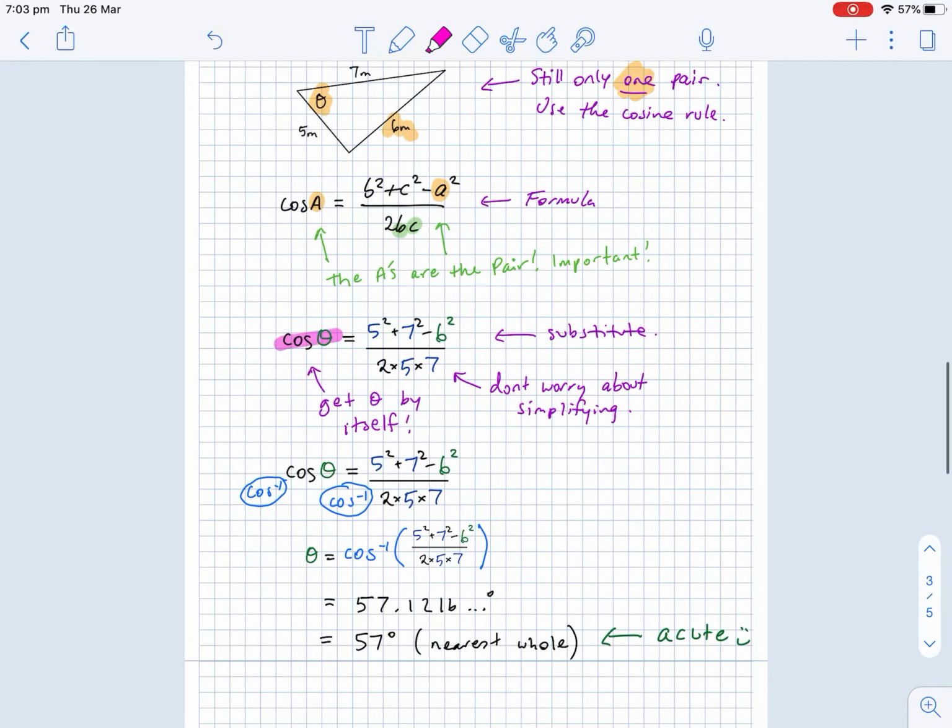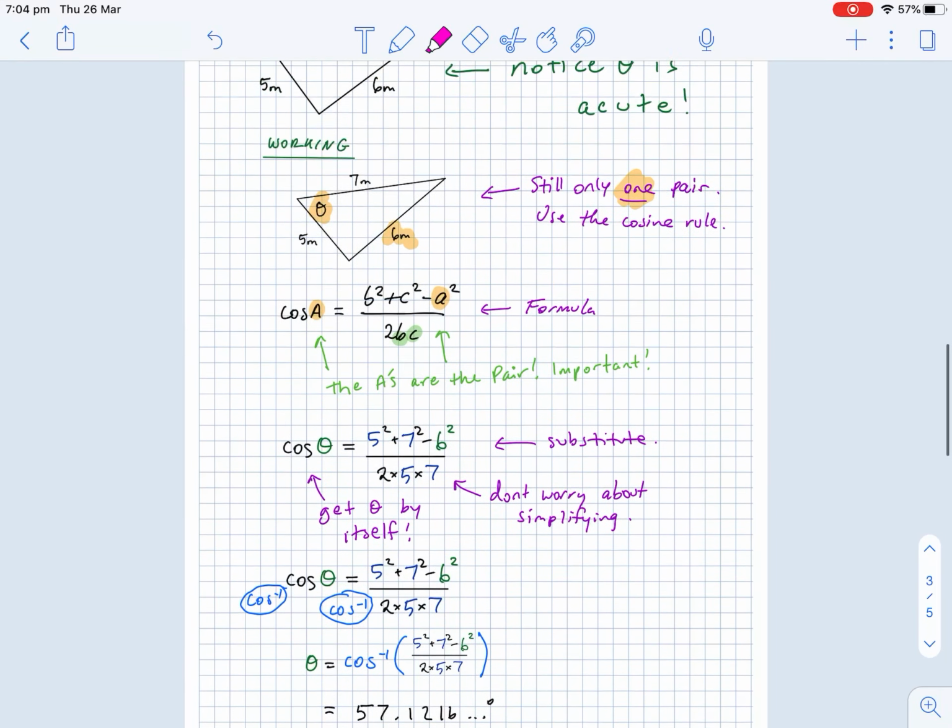Okay, so now we look at this and we think to ourselves, get the theta by itself. Well, the theta is with cos. The opposite of cos is cos minus 1, so we do that to both sides. We will see our cos and our cos minus 1 cancel, leaving us with theta. And we apply the cos minus 1 to all this. So it looks something like that. That goes straight into your calculator. You get this, and that's 57 degrees to the nearest whole, and that is definitely an acute angle. So that suggests that that is our correct answer.